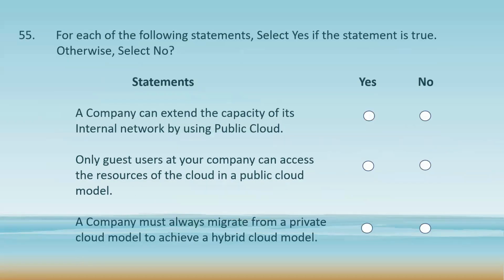For each of the following statements, select yes if the statement is true, otherwise select no. So the first statement is: a company can extend the capacity of its internal network by using public cloud. Yes, this statement is correct, as this is an example of hybrid cloud model. Now, the second statement is: only guest users at your company can access the resources of the cloud in a public cloud model.